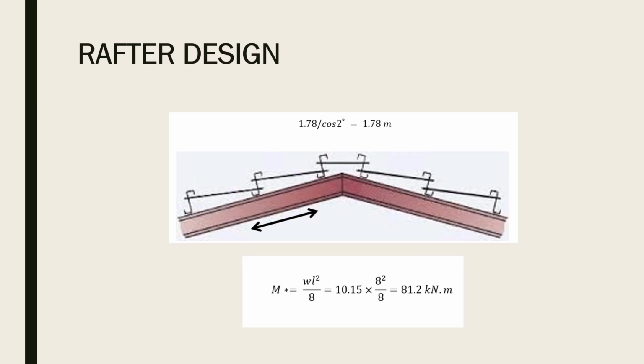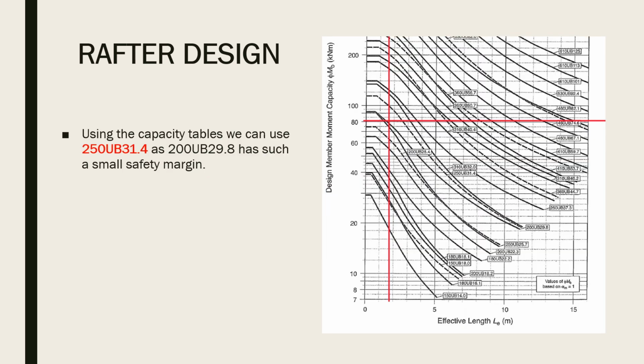The top flange of the I-beam is under compression. However, the purlins provide the lateral restraints for rafters. Therefore, the top flange of the rafter is restrained laterally against buckling, and the maximum unrestrained length of the rafter is 1.78 meters. As we have the maximum unrestrained length and the moment factor, we can use the capacity tables to design the members. With the graph, you use the maximum unrestrained length on the bottom to mark a line vertically up, and the moment sum is used on the left side to mark a line horizontally.